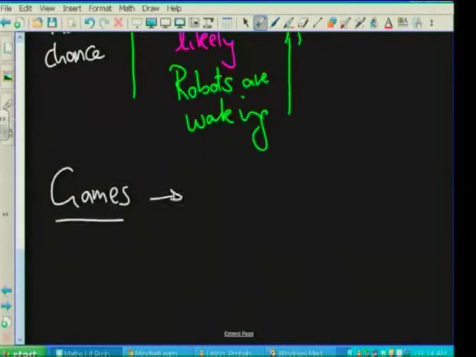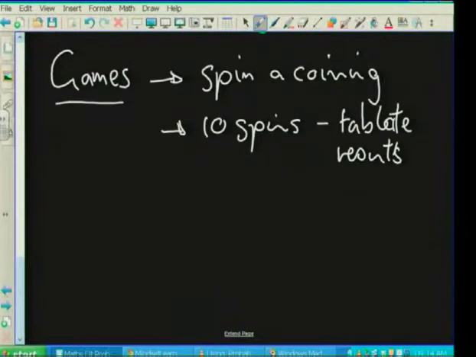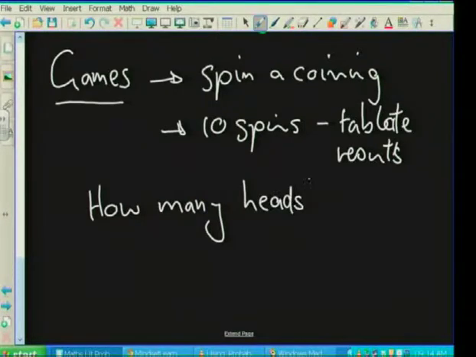and you can look at spinning a coin. Spinning a coin, we recognize if we take a few samples, we can take, say, 10 spins, and we can tabulate the results. We can then work out how many heads, out of the 10 spins, we ask the questions, how many heads out of the total 10, and how many tails.